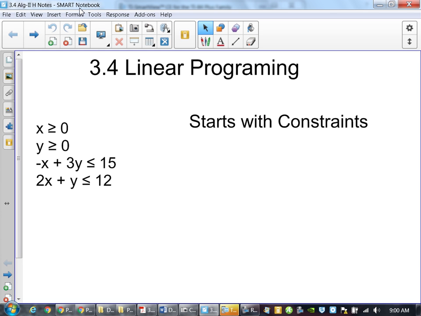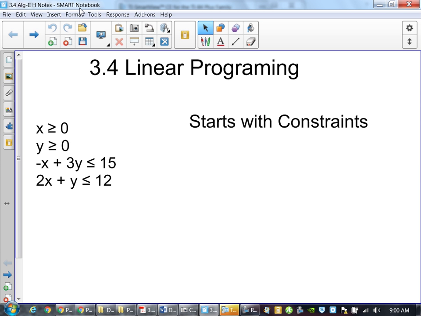Call linear programming. And linear programming allows us to do problems that have cost analysis to it. It's actually one of the more practical things to be learned in algebra 2, believe it or not, because you can use it with a lot of different word problems and whatnot.